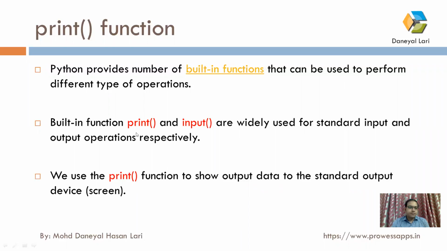These two functions are widely used in applications, but in this tutorial I will talk about only the print function. We use the print function to show output data to the standard output device. A standard output device is your system's screen. System screen means your console, and in terms of Python you can say that is your shell.